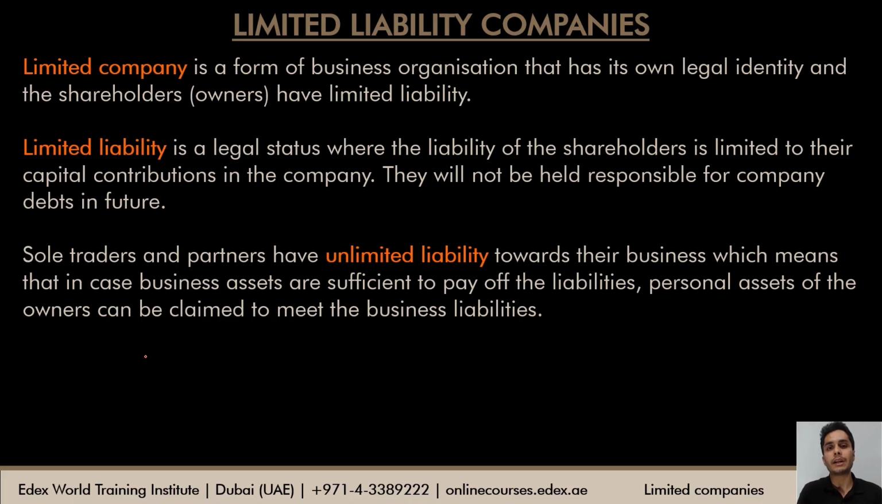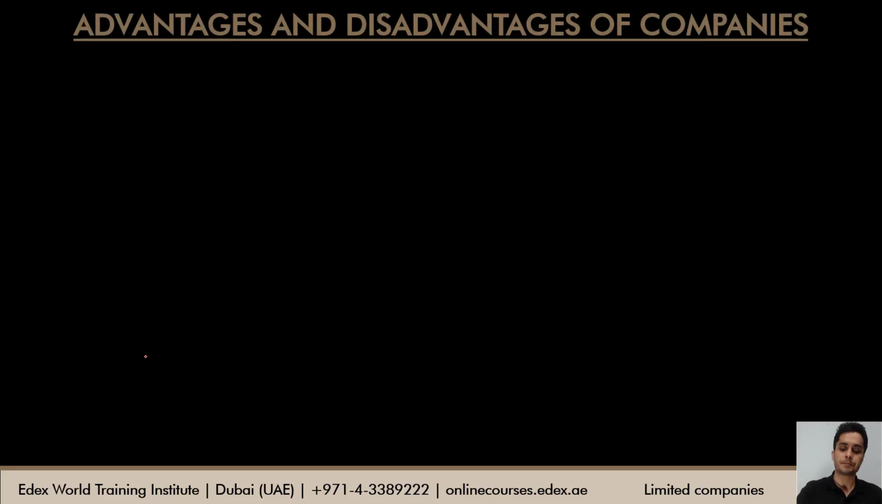So this is known as limited liability. The liability of the shareholders is limited to the amount that they've already contributed as capital to the business. They are not liable to contribute anything more than that in case of any event. So you could say that as far as shareholders or investors are concerned, a company is a better form of organization for them because their risk is limited. In case of sole traders and partnership, the risk is unlimited.